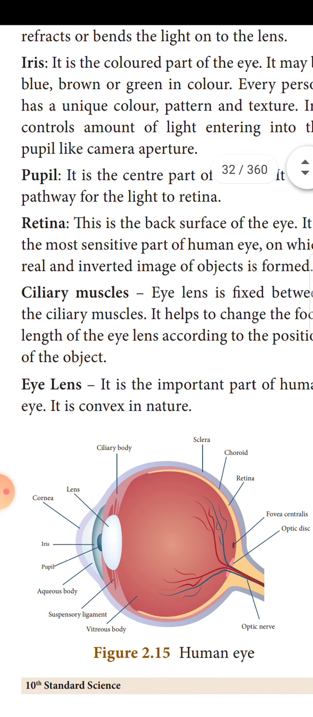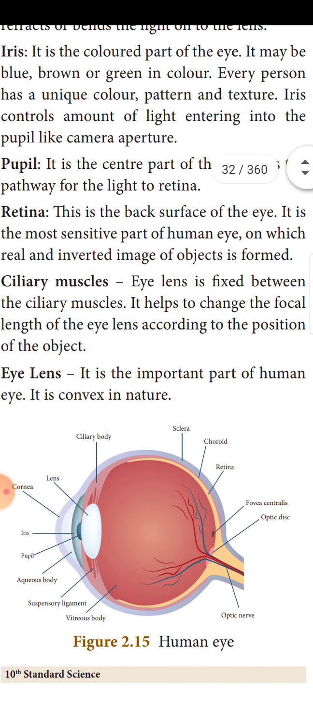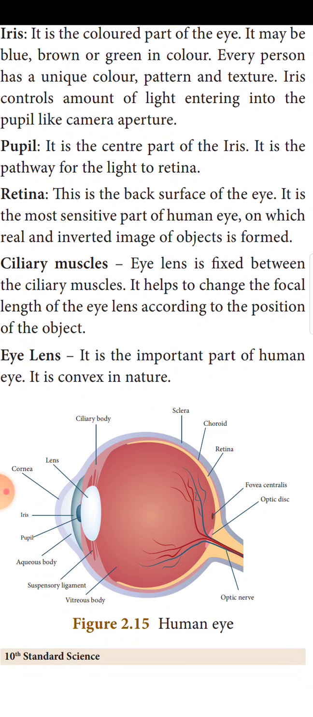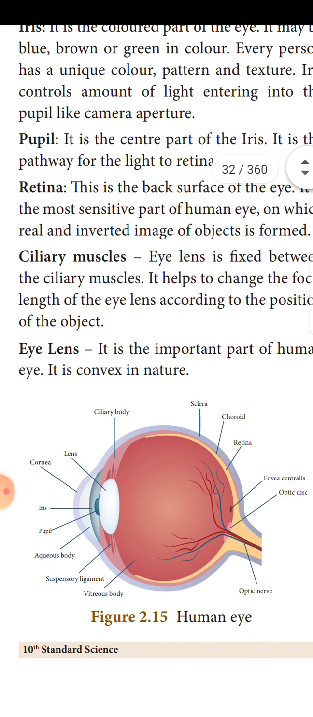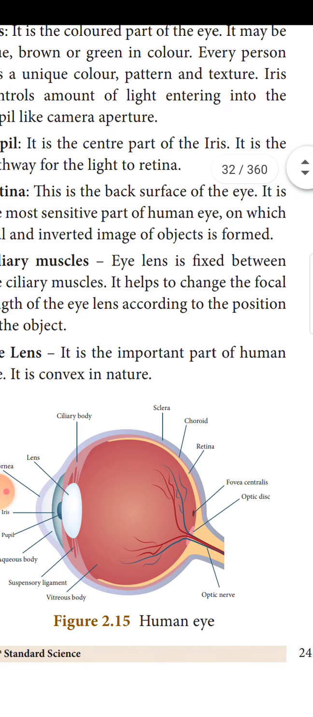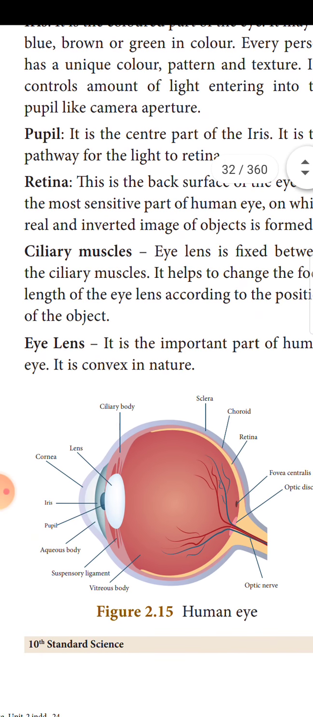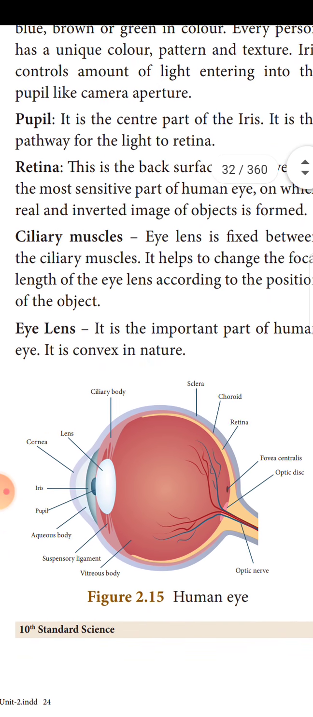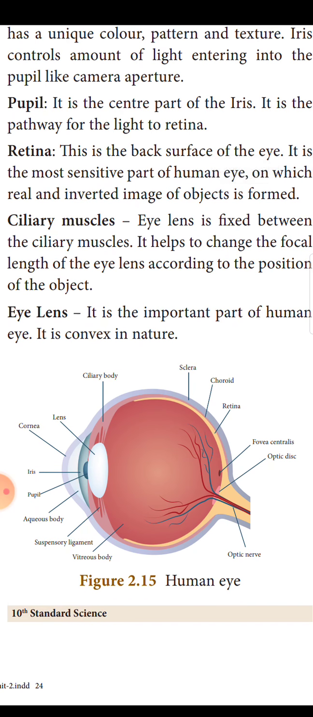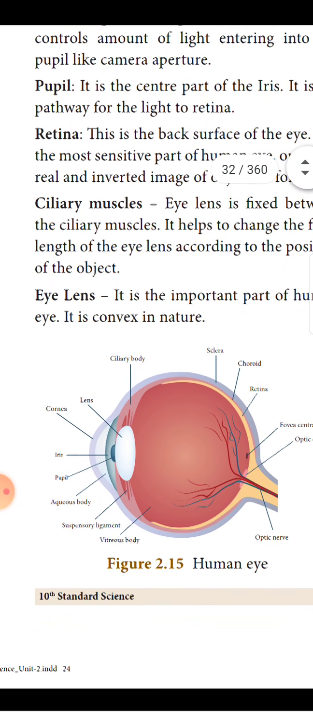Ciliary muscles. The eye lens is fixed between the ciliary muscles. The ciliary muscles help to change the focal length of the eye lens according to the position of the object.